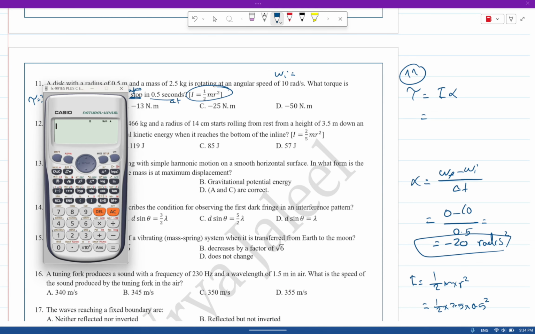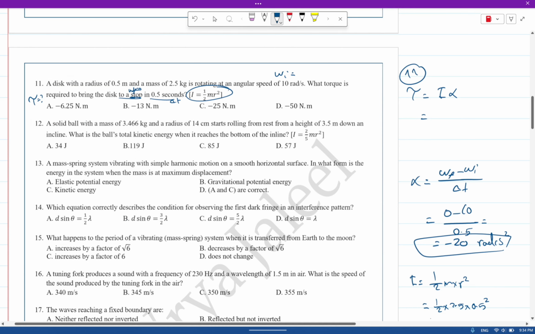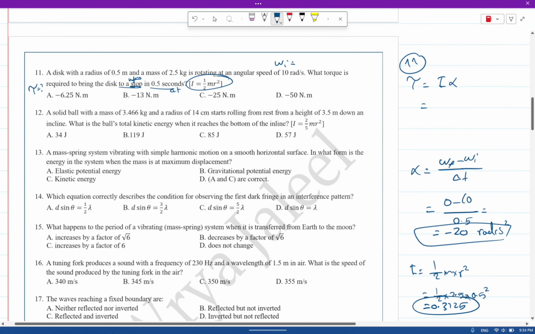We have 1 over 2, that is 0.5, multiplied by 2.5 kilogram, multiplied by 0.5 squared. The answer is going to be 0.3125. Now all you have to do is plug this number back into the equations here. So now let's go back to the torque.